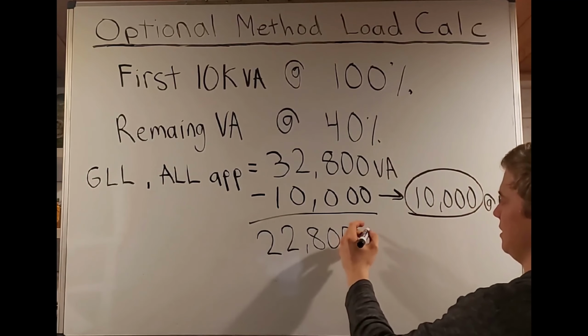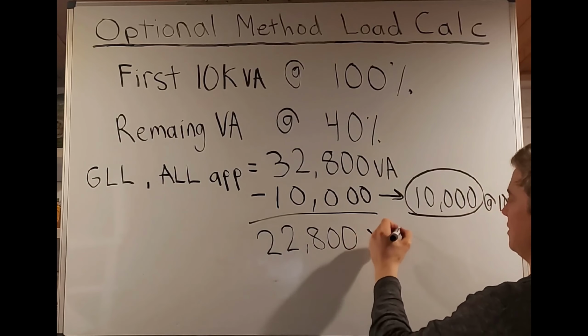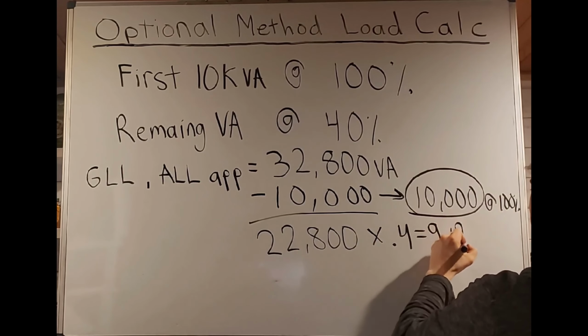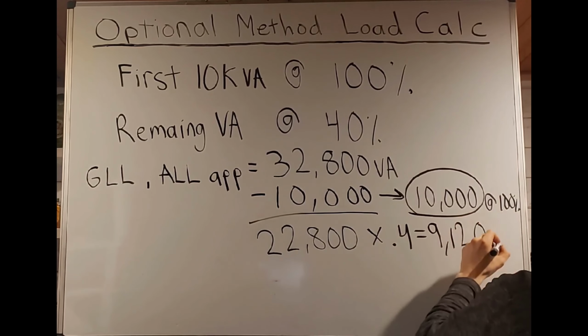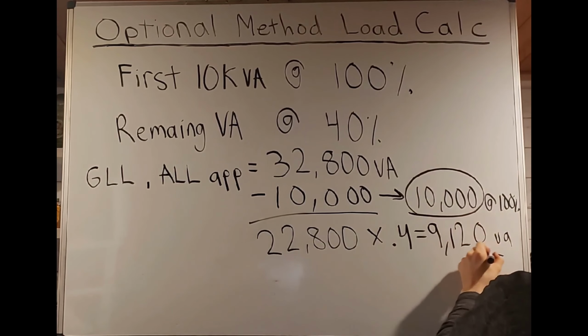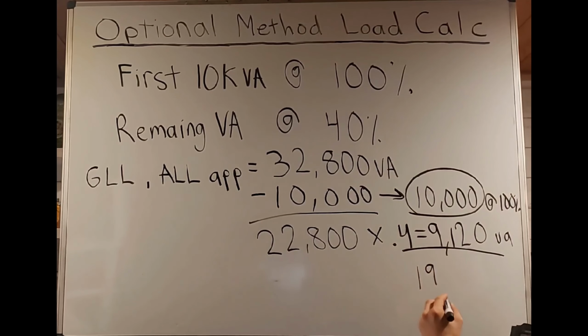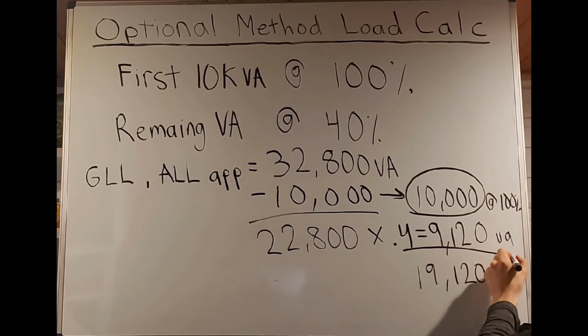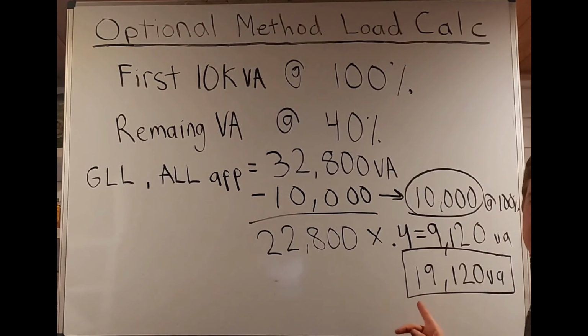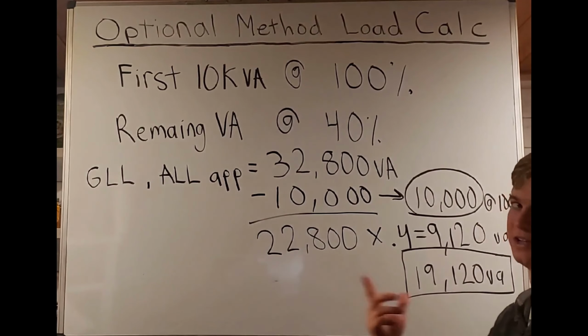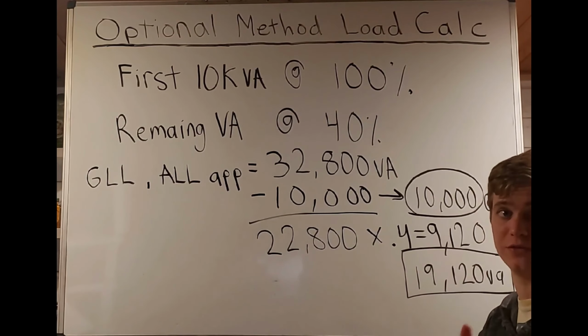Now we're just going to multiply this by 0.4. We're going to get 9,120 volt amps. We're going to add these both together. That's going to give us 19,120 volt amps, now using that demand factor. Now that we have this total number, we would take this and add it to our heating or AC, whichever one of those is bigger.